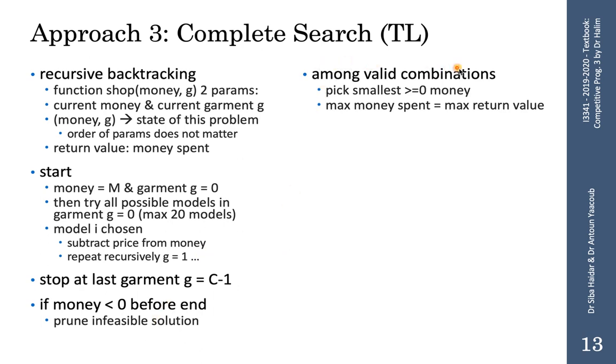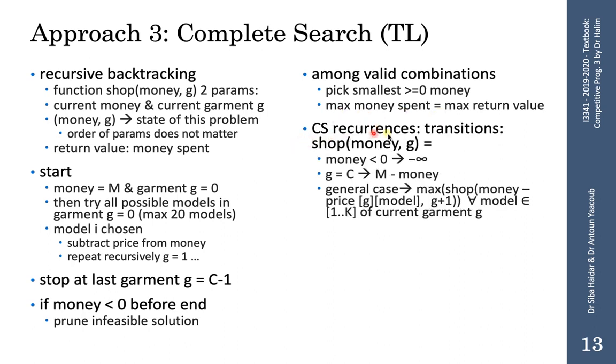So, among valid combinations, what shall I pick? Because I will see all the possible models, which possible model shall I pick? I will pick the model that leaves the smallest positive amount of money, which is the maximum money spent, which is the maximum return value, because the function returns the money that it has spent, and it will take the money that it was given. So I want to maximize the return value.